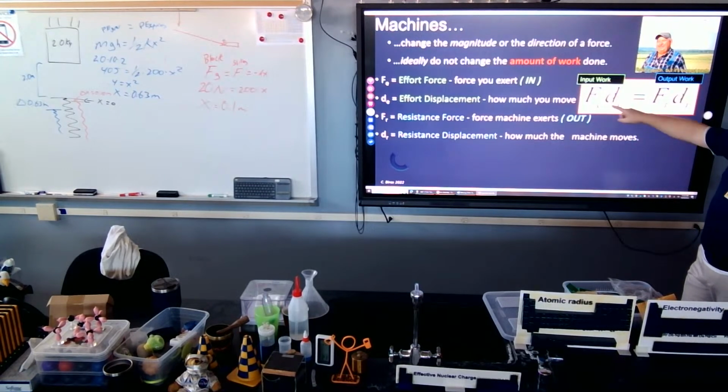So I apply 1/100th the force, but I have to apply it 100 times as far. The machine applies 100 times the force, but applies it 1/100th as far. Make sense? By the way, your joints do this too.